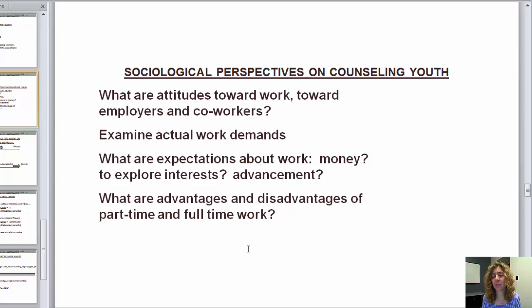Whether that's related to family or travel or whatever it might be, whatever their values are, whatever is important to that individual. So just some questions to think about for yourself and for addressing with your students and clients.